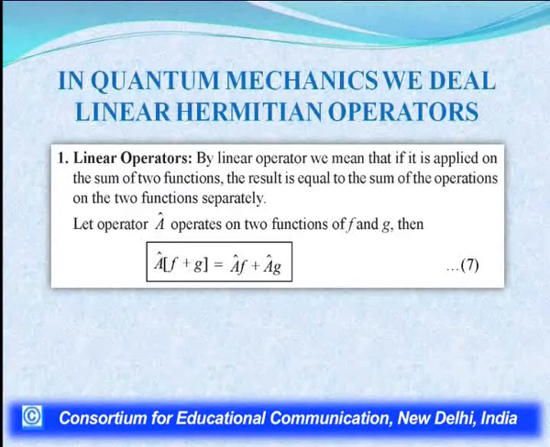By a linear operator we mean that if it is applied on the sum of two functions, suppose two functions f and g, then the result is equal to the sum of the operations on the two functions separately. So suppose we have an operator A applied on f plus g, then the answer would be operator A applied on f plus operator A applied on g. This is the condition for linearity.